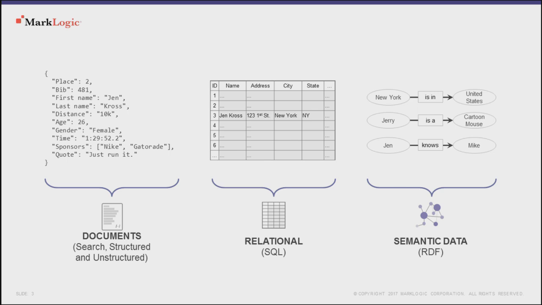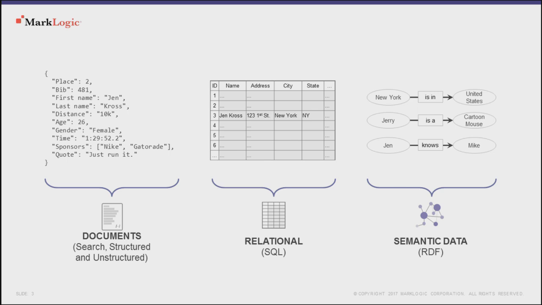So we've got different data types here. We've got documents, and these documents can be very structured documents in JSON or XML, like this, with keys and values and lists inside them. They can be completely unstructured documents. They could be Word documents or text, or they can be semi-structured documents with perhaps a little bit of embedded semantic information, like an HTML document.